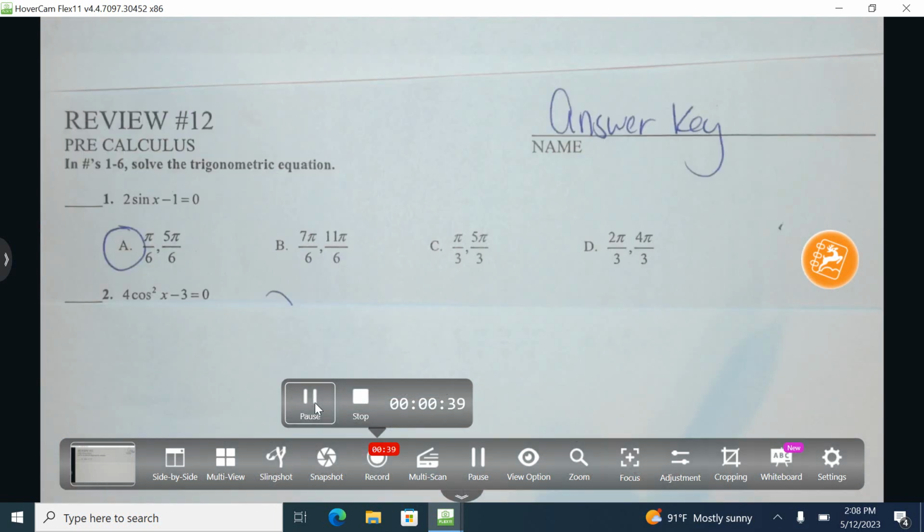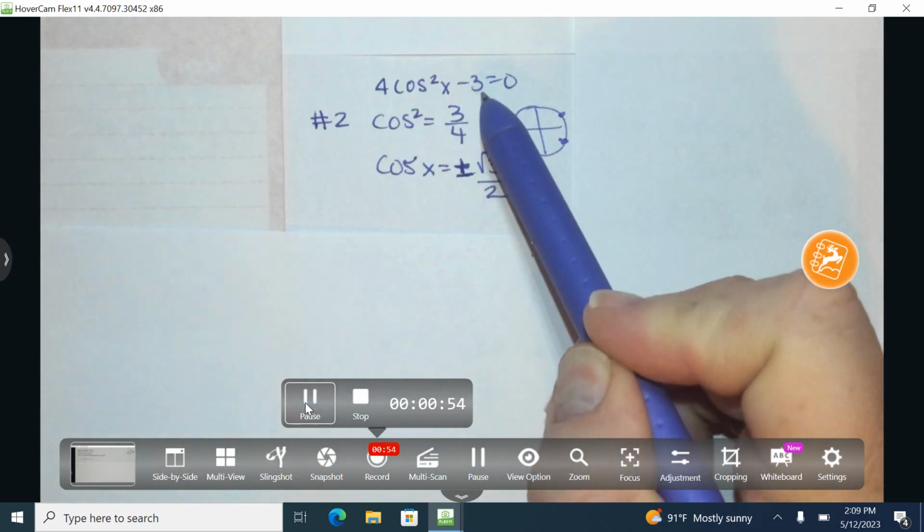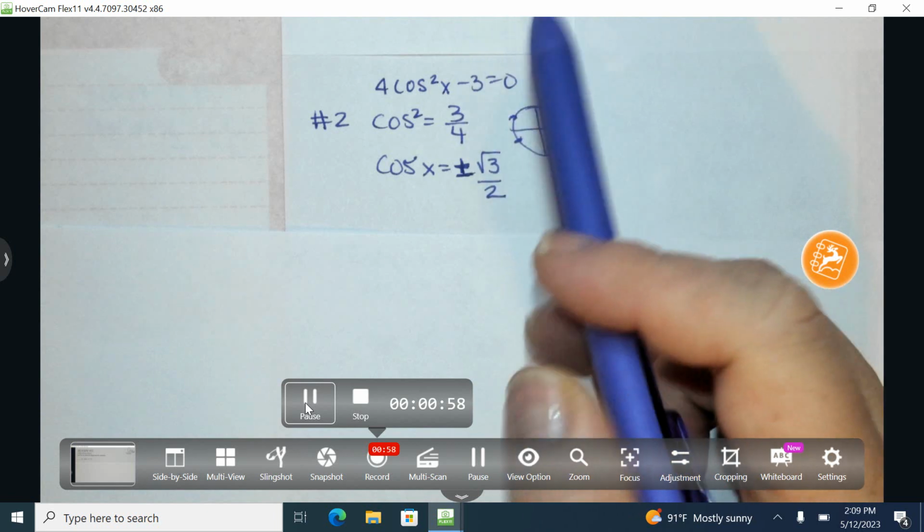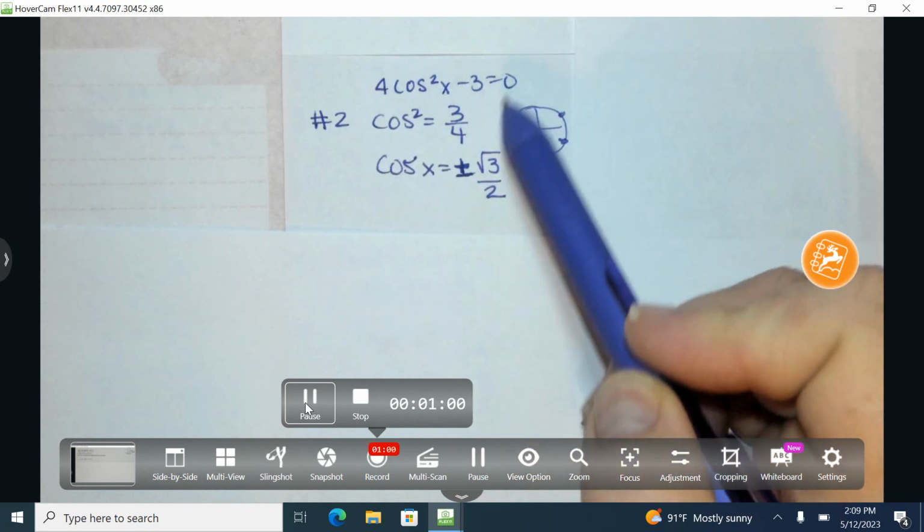Let's look at number two. Number two says 4 cosine squared x minus 3. There's not a lot of difference between 1 and 2, except for now we have a trig function that is squared. Here we go, number 2. So I'm going to do the same procedure. Remember, we add or subtract first and then multiply or divide if necessary. So I add 3 to the opposite side, divide by 4.